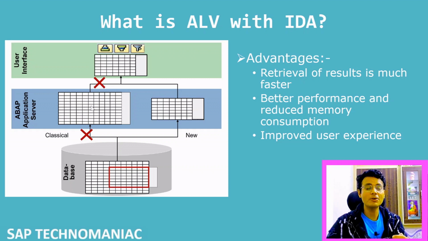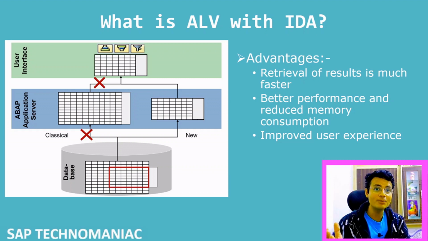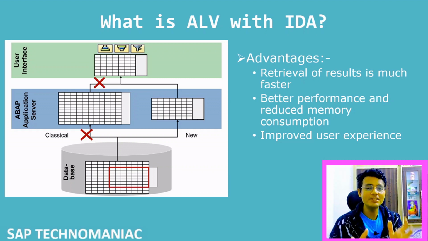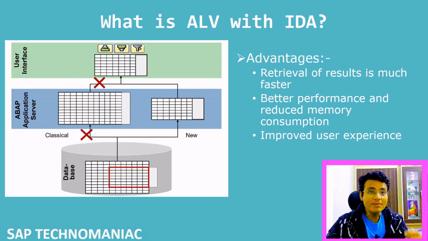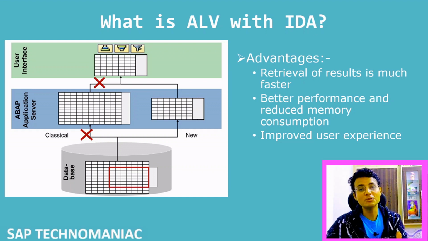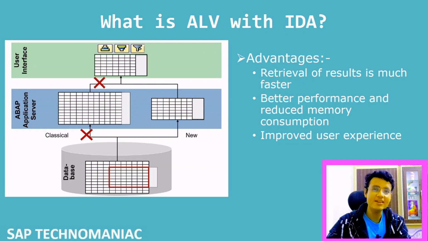So if you want to work with a huge amount of data, only the data that will be displayed is available in the application server. In that way, we will not get the dump saying we don't have enough memory to handle this amount of data at the application server. We used to get this previously, but now we are fetching only the data which we are finally displaying on the user's screen. So that kind of dump will not occur, and performance is better too.